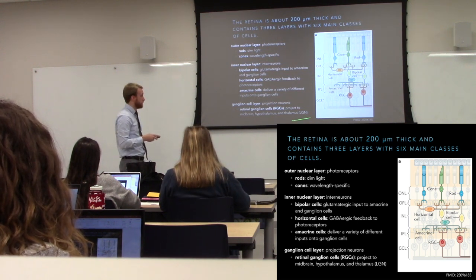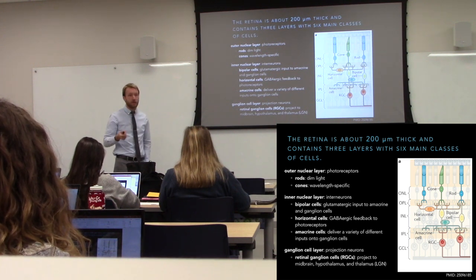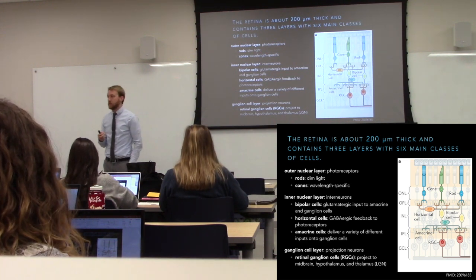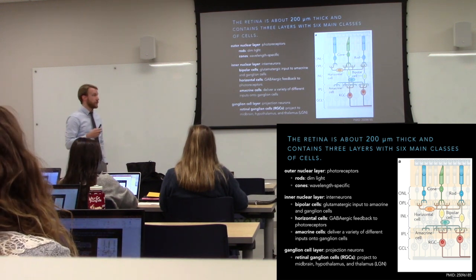So here's our kind of primary afferents that make up the optic nerve. They're going to hit the LGN. They're going to hit the thalamus. The thalamus then projects to the visual cortex.